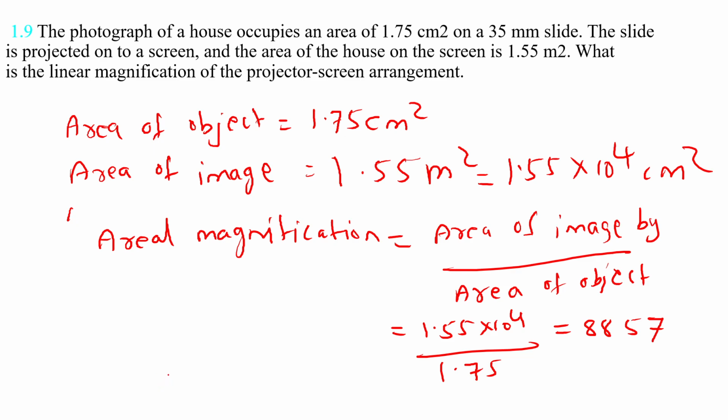So you know that the square root of area is equal to length into length. So usually linear magnification you will consider as the root of 8857. The root of 8857 will give you a result of around 94. So this is the linear magnification. Alright.